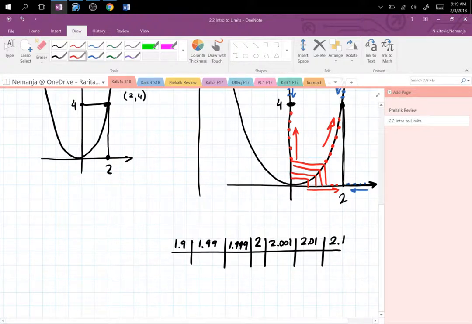So now you simply calculate these values. So it would be 1.9 squared.